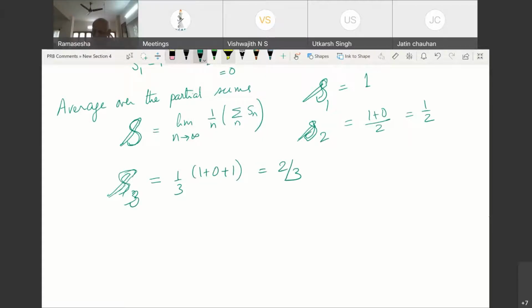Okay. And S4 will be 4/4. S5 is equal to 3/5. S6 is equal to half. So you'll see that slowly everything is going to converge, because S7 will be 4/7. Okay, so it starts approaching 1/2 very slowly.